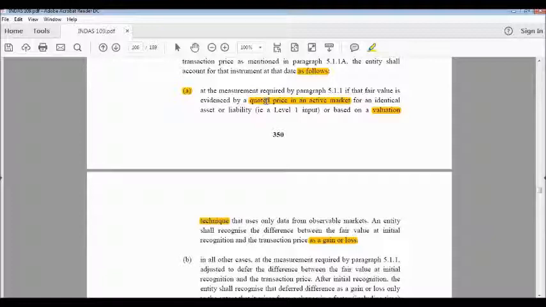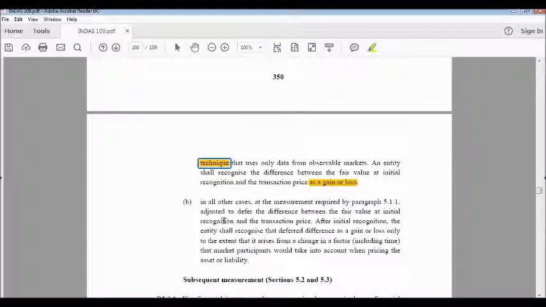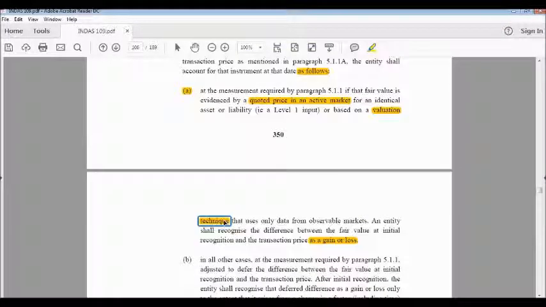What are those two cases in which you have to do it? First one, the fair value is evidenced by a quoted price in an active market for an identical asset or liability. So you have the active market from which you can get the quoted price, or it is based on a valuation technique that uses only data from observable markets. So when you have those two kinds of data, then the difference between the fair value at initial recognition and the transaction price will be charged to profit and loss as a gain or loss.